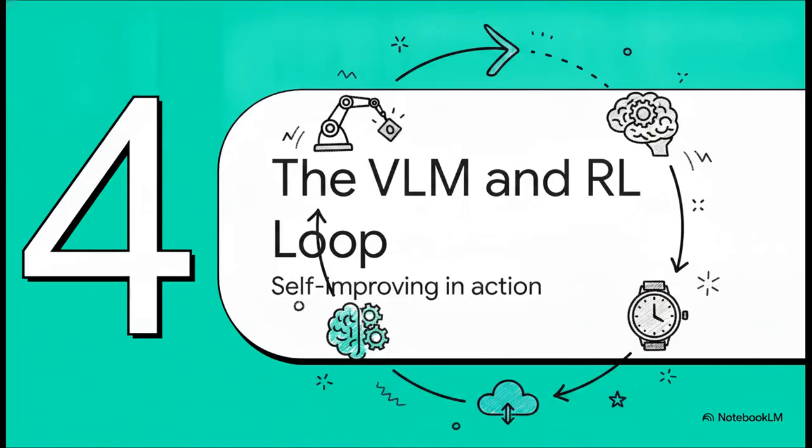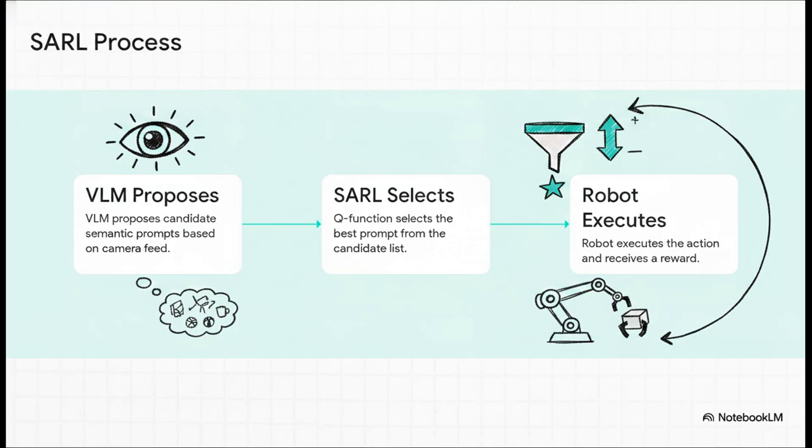Section 4, the VLM and RL loop. Here is the three-step magic that makes this whole system actually hum. First, a vision language model, or VLM, looks at the camera feed and proposes a list of candidate semantic prompts based on what it's seeing. Second, SARL's specially trained Q function acts as a filter, essentially a mathematical scoring system, selecting the absolute best prompt from that list to try out.